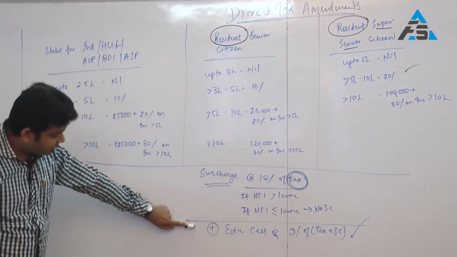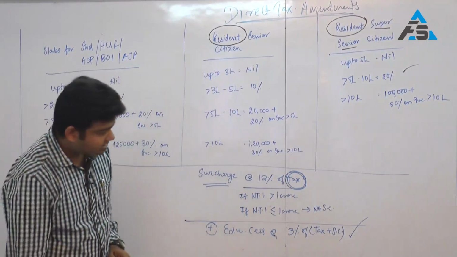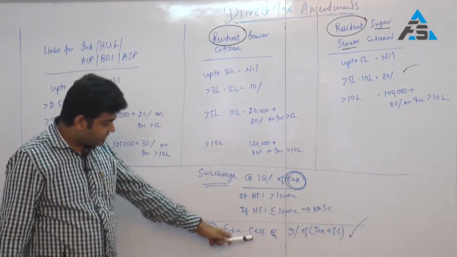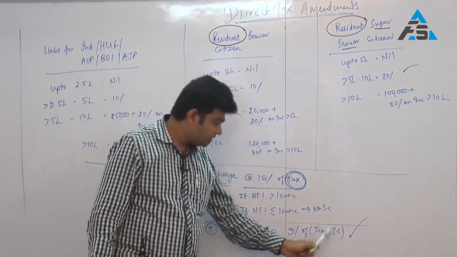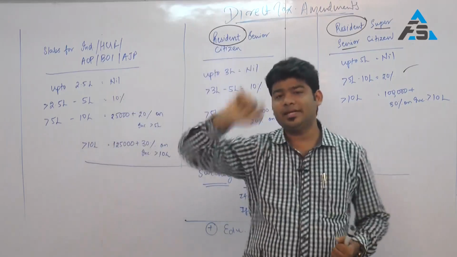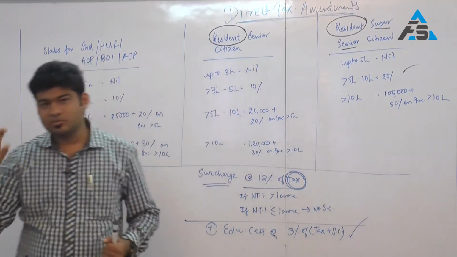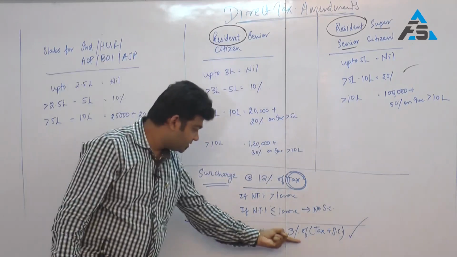Post that, add education cess. Now this education cess is common to all persons as defined by section 2. So education cess will be at the rate 3% of tax plus surcharge. So you have a tax amount, on that tax amount you calculate your surcharge. Total of tax plus surcharge is what we will take to calculate 3%.